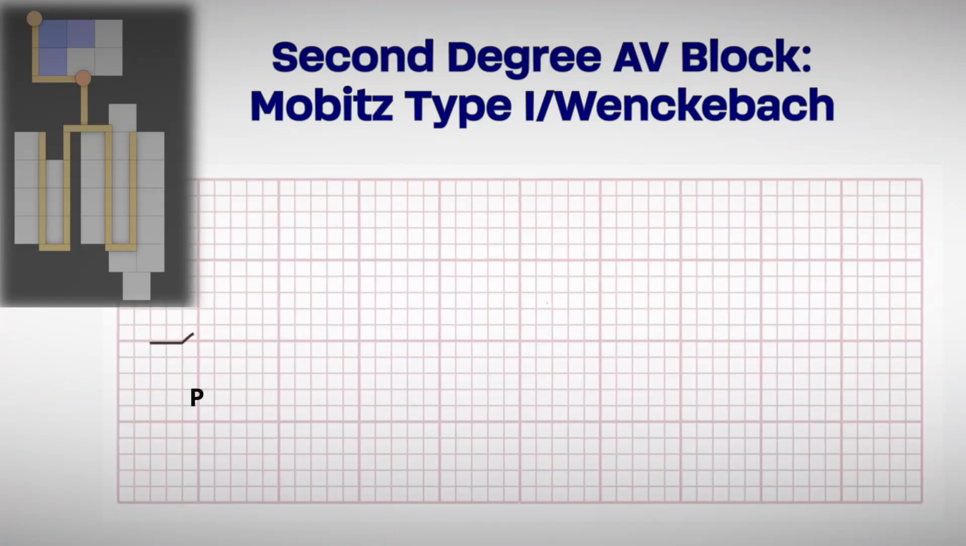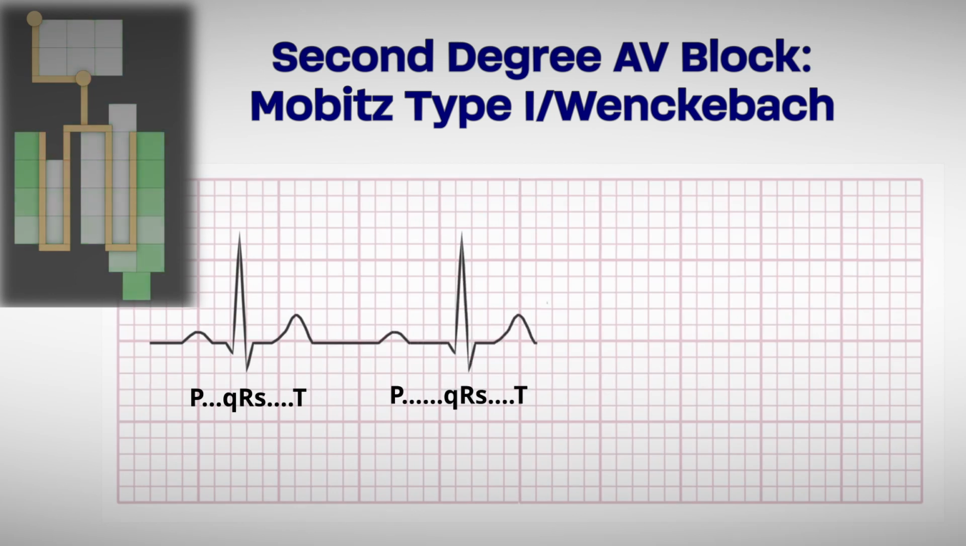A P wave is, by definition, a deflection on the EKG which corresponds with atrial depolarization. We normally expect this to occur before ventricular depolarization, but when things go wrong, that won't always be the case.